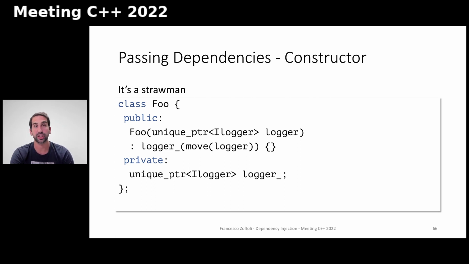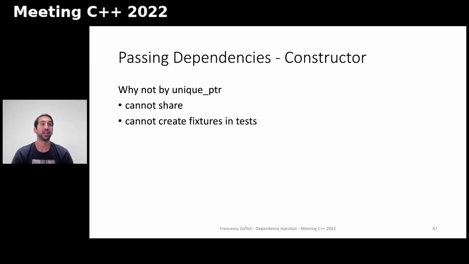We get the advantages of using dependency injection, but we still have the constraint of being prevented from sharing the object around, and it also makes creating fixtures in tests more complicated. Let me show you what I mean.